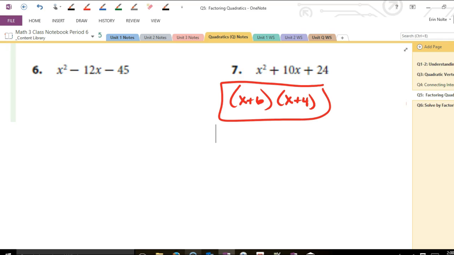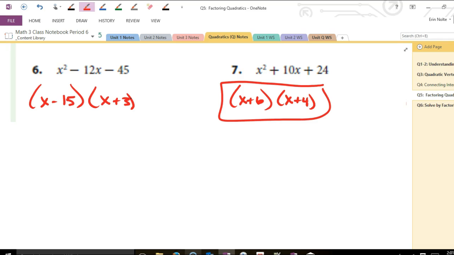Everybody got it? Written down? Did I give you enough time? Okay, so the answer to this is x minus 15 and x plus 3. So -15 times 3 makes -45, and -15 plus 3 makes -12. How many people got that right?